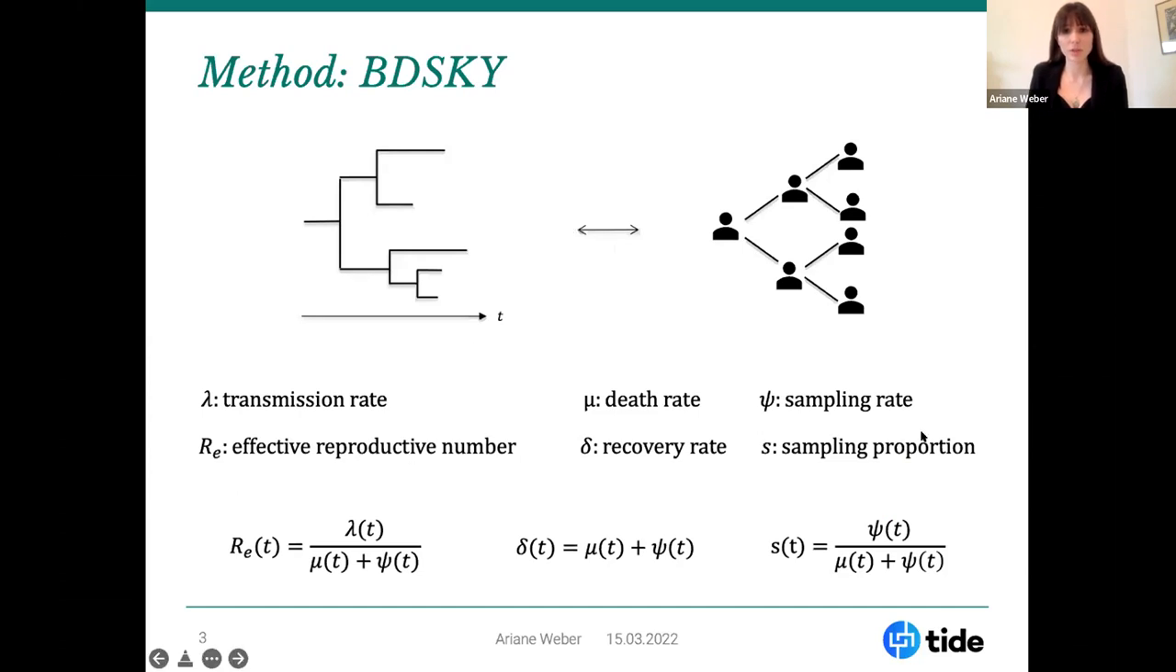So here on the bottom, you can see what this reparameterization looks like, and this shows that these three parameters are interdependent. So we won't be able to estimate all three of them at the same time, but we always have to fix at least one or two of those. And in all of the analyses, basically the two application analyses that I'll be showing today, we always at least fix a heavily constrained recovery rate.